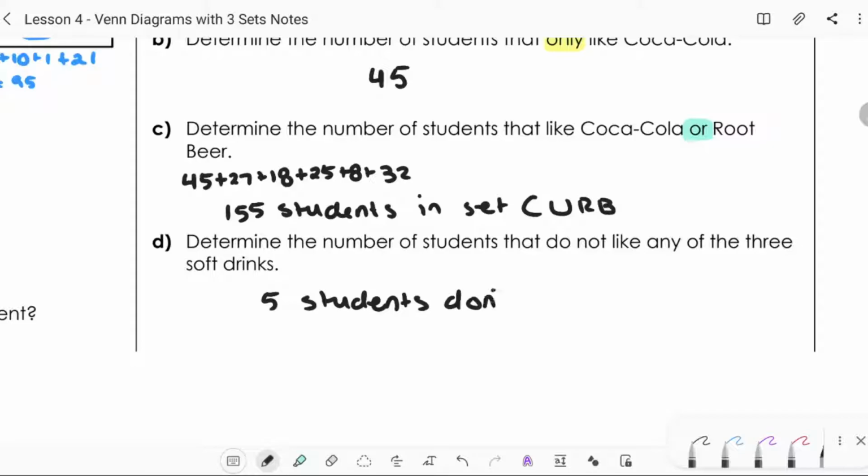So 5 students don't like any soda. Right, or maybe they're cream soda people. Who knows? They're just not Coke, root beer, or Sprite fans. Maybe they like Pepsi, Barq's, and 7-Up.